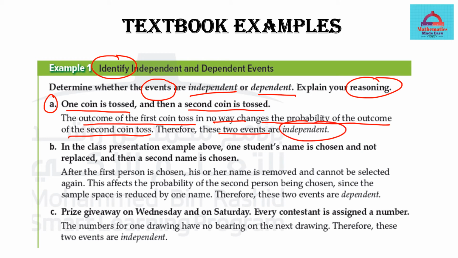In a similar way, you can read through parts B and C, and it will be quite clear for you now, based on the detailed discussion that we've done on independent and dependent events.